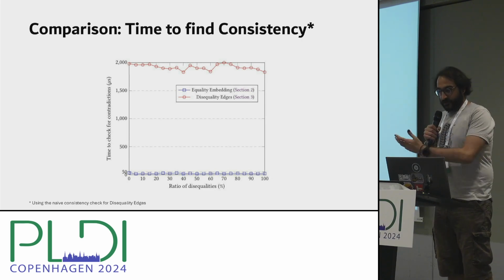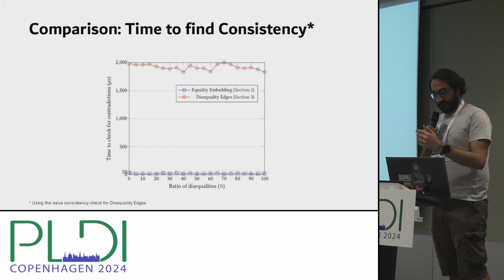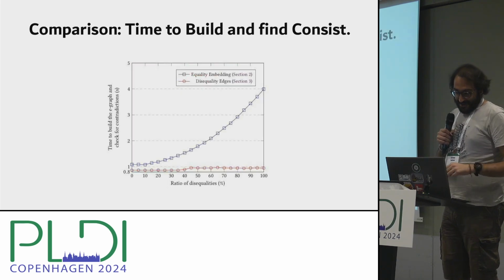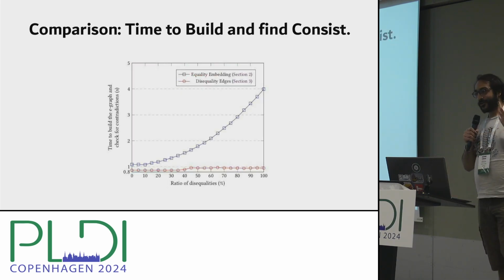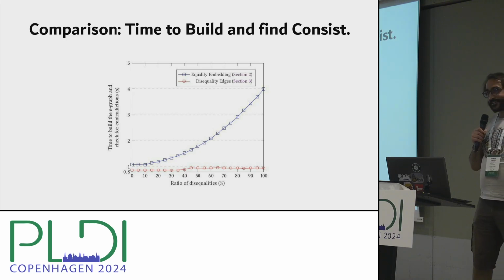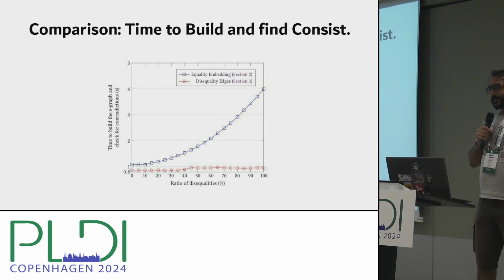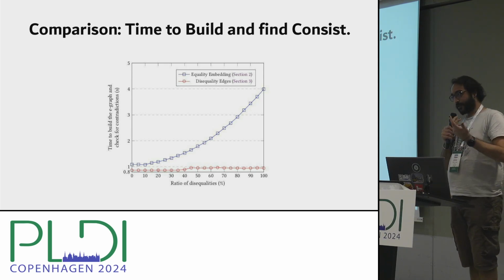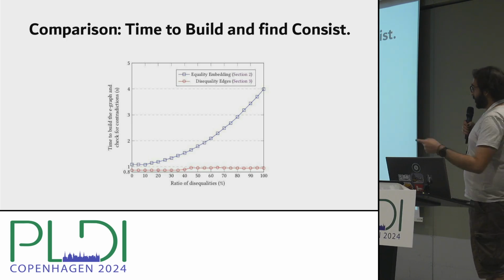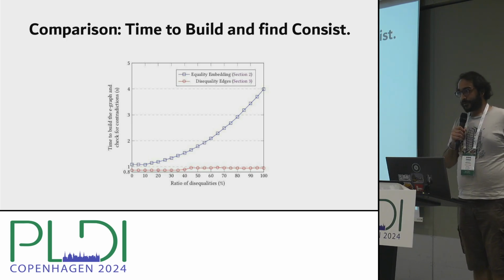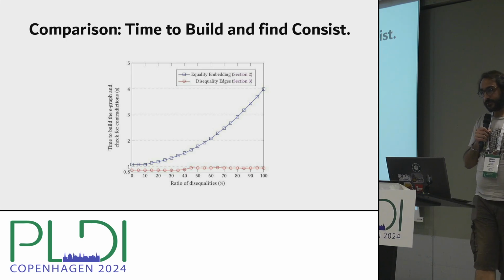But I have to show something where embedding is better. So there it is. But of course, there is a context through all this. So we asked about whether we find contradiction given a graph. But if we consider also the steps of getting to the graph, which is building the graph, then because of the saturation, we see this exponential blow up, whereas with the disequality edges, just flat.